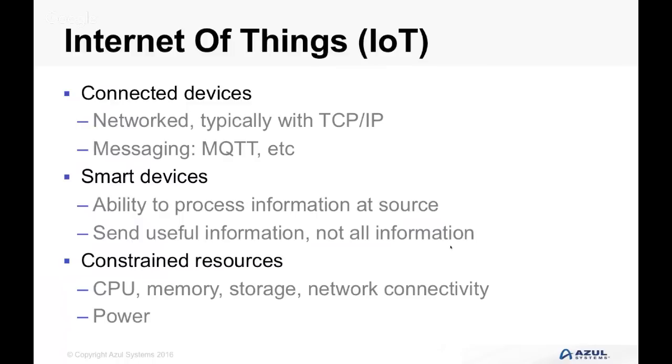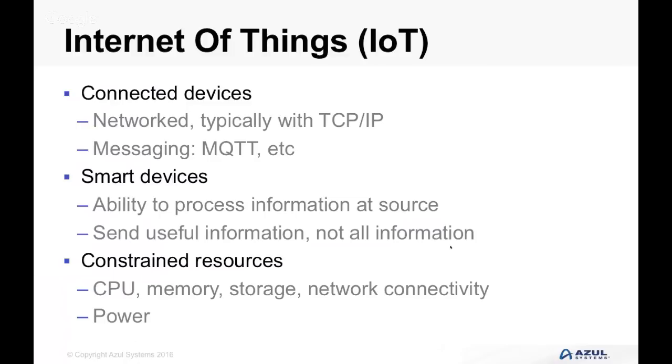But really the key thing is having the ability to process information at the end point rather than just passing it back. A sensor doesn't do anything other than send the information. What we're talking about here is smart devices that can actually do something with that information. And one of the key things about that is even though you have processing ability there, what you're dealing with is things that have very constrained resources.